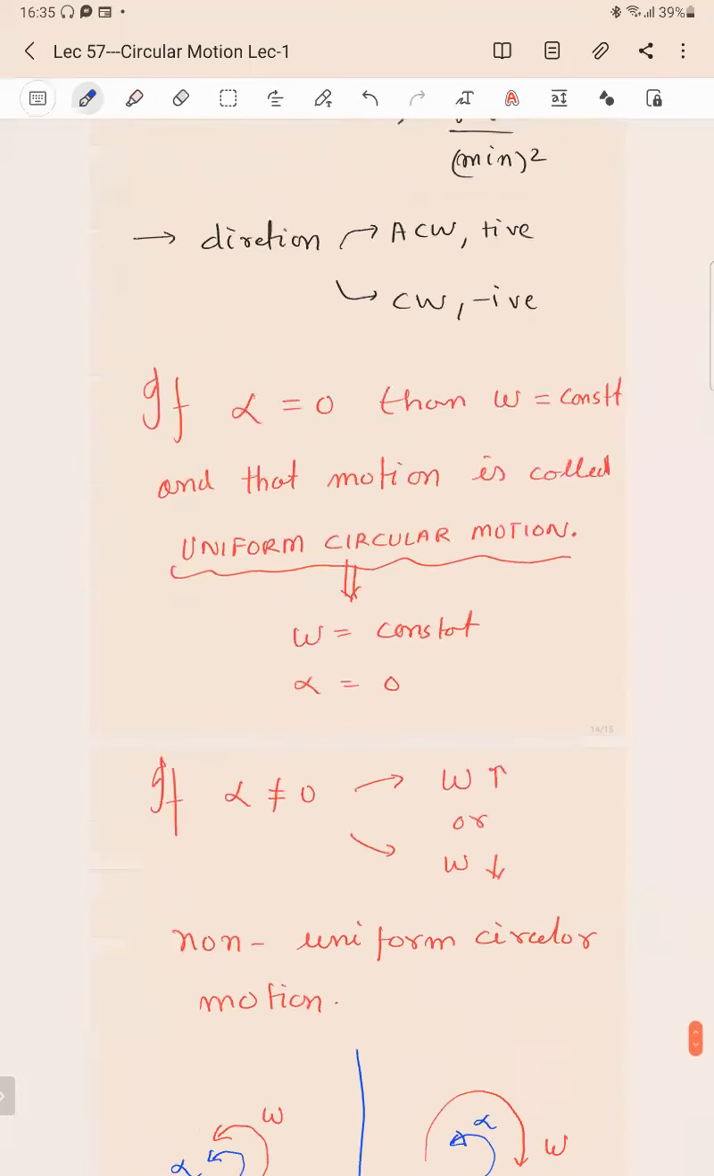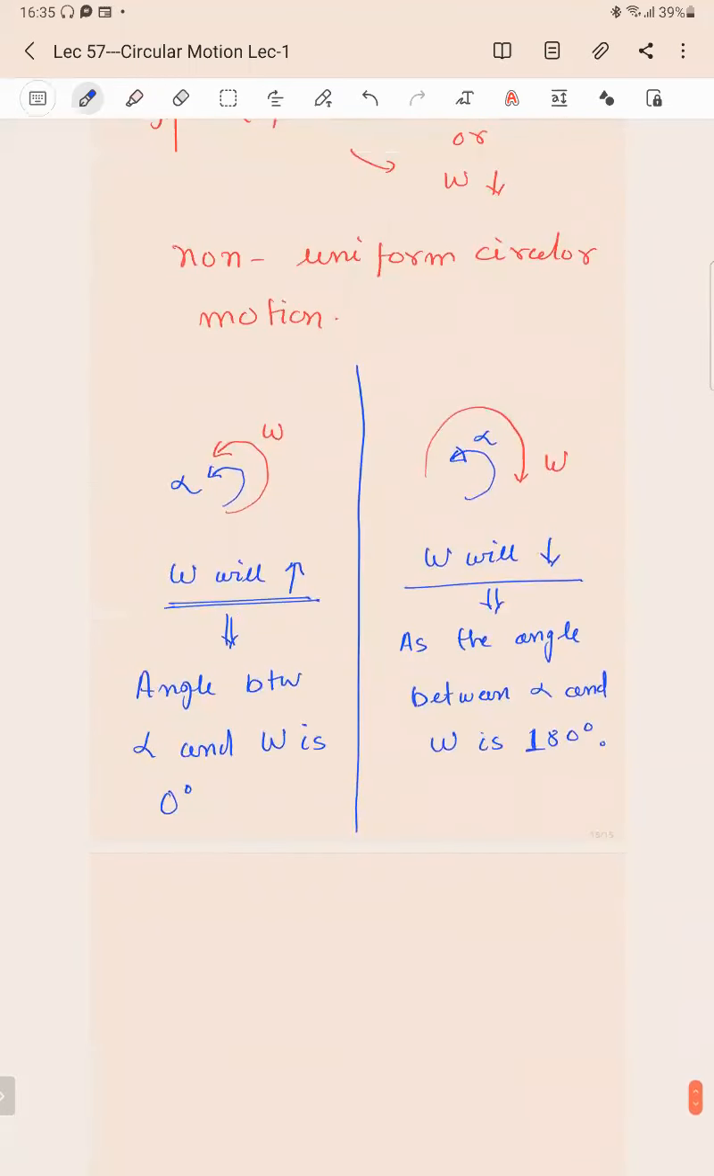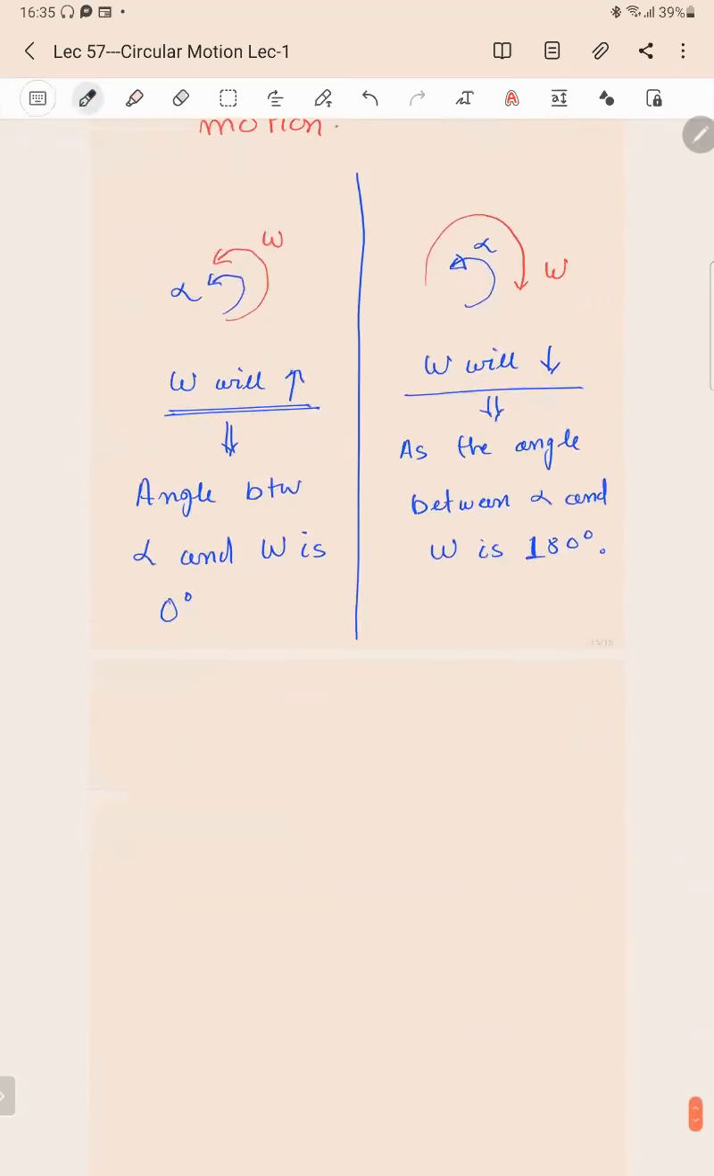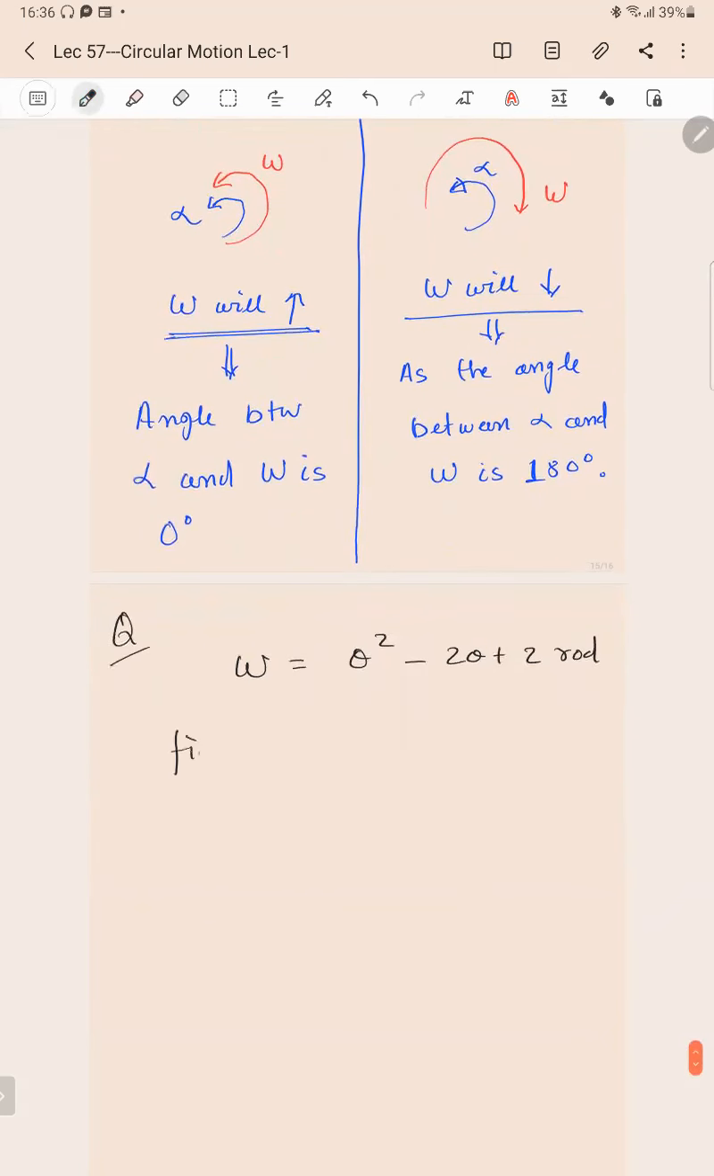Now alpha will determine whether the omega will increase or not. Like these are the things. Now let's say, for example, I'm given a question: omega is equal to theta square minus 2 theta plus 2 radian. Find out alpha as a function of theta. Do this question. Send me on Telegram after doing it.